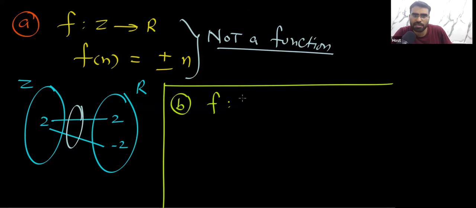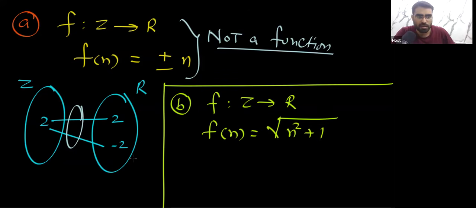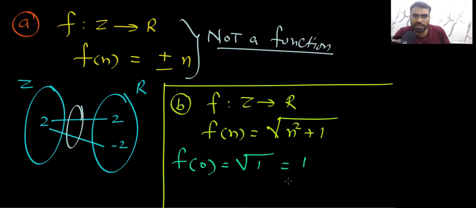Option B is from integers to real numbers. f(n) is equal to square root of n squared plus 1. Now here you can easily see that every element has exactly one image. For example, tell me what f(0) will be. f(0) will be square root of 1, and that is 1.